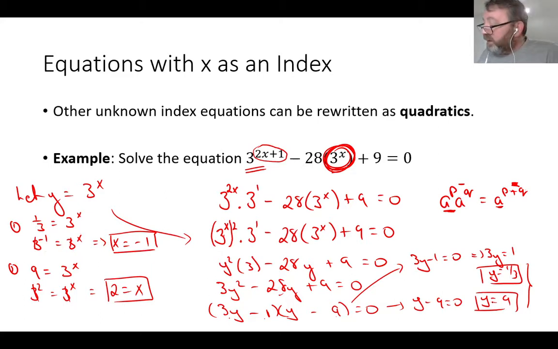And finally then, the second value of y is 9. So put it in here. 9 equals 3 to the x. Turn 9 into 3 squared to match the base on the right hand side. Cancel the bases. 2 equals x. Okay.